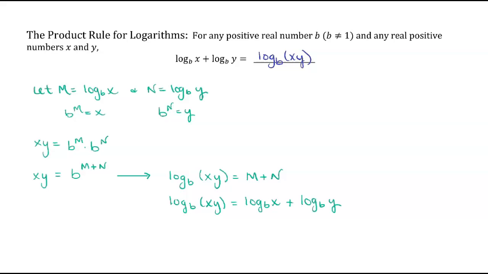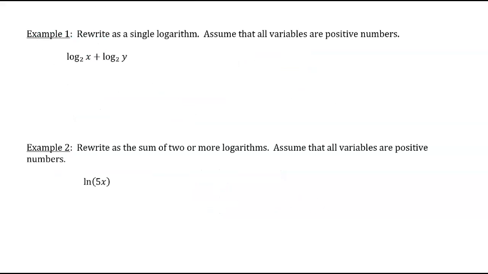Let's use this property for a couple of examples. First, in example 1, we're going to take these two logarithms and rewrite them as a single logarithm. We have log base 2 of x plus log base 2 of y. It's important to notice that these two logarithms have the same base, so we can rewrite this as a single logarithm base 2 of the product of x and y.